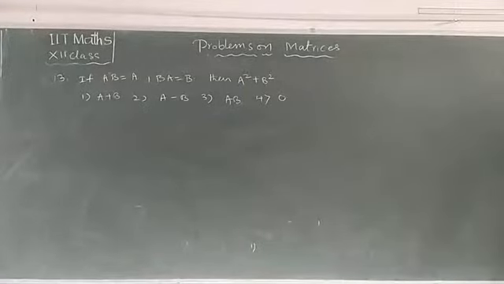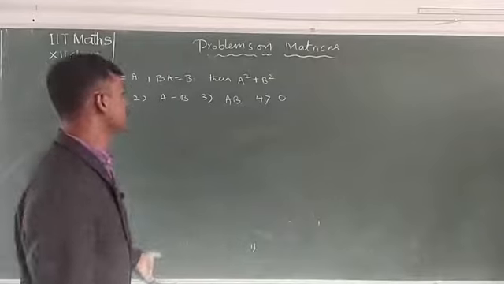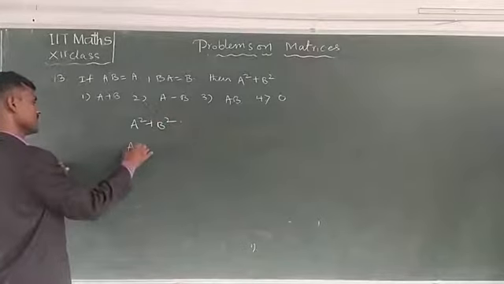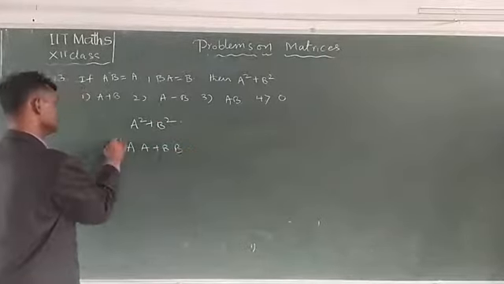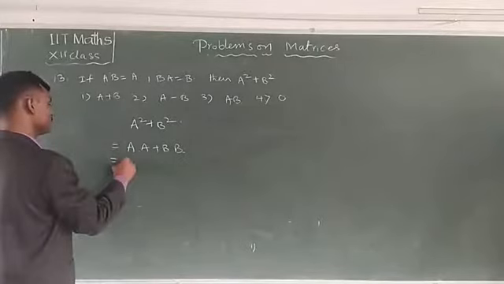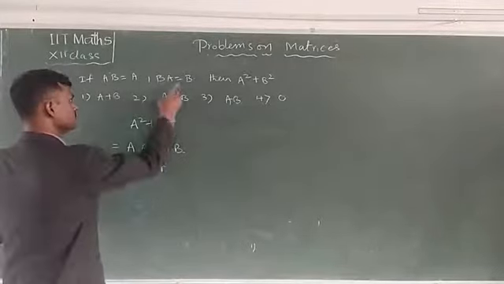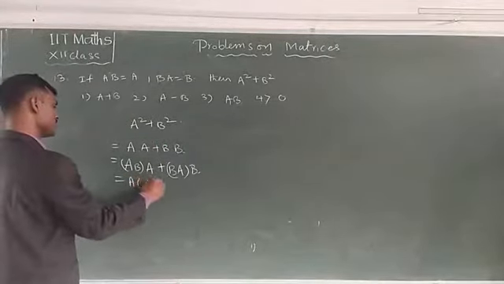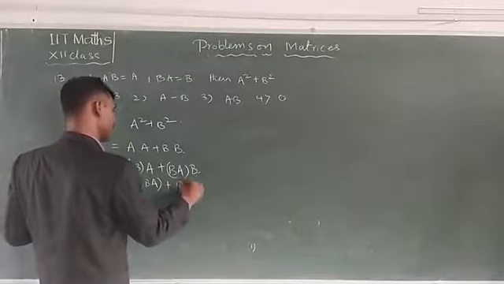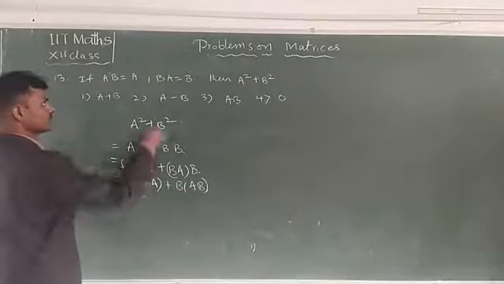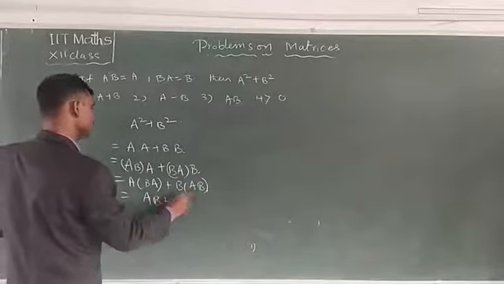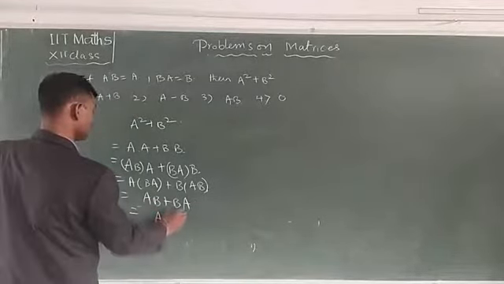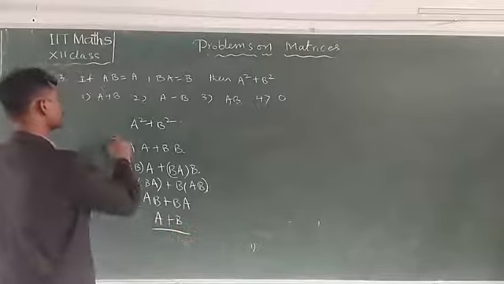Okay, next problem. If AB is equal to A and BA is equal to B, then A square plus B square is equal to, see here, A square plus B square is rewritten as A into A plus B into B. Actually here A means AB, substitute AB into A, plus B means BA into B. Now this is written as A into BA, by associative property, B into AB. Here BA means B, so A into B plus B into AB, where AB means A. Again AB means A and BA means B. This is equal to A plus B. Note down.